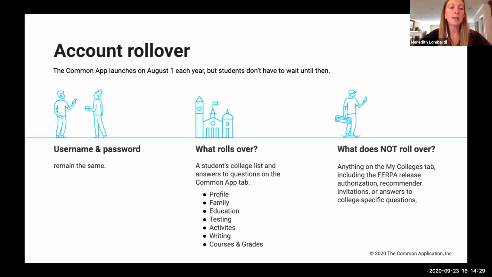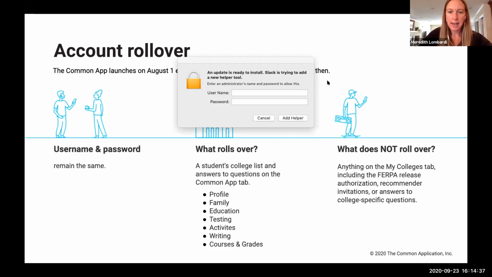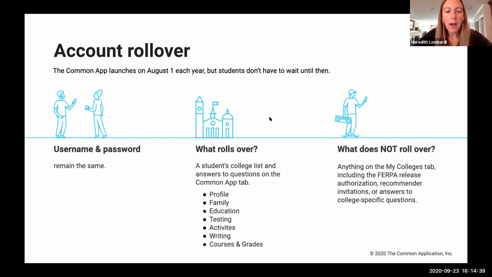Your username and password remain the same, and any information that you include on the Common App tab, those 7 sections, as well as your college list. What does not roll over is anything that's on the My Colleges tab. So anything that's related to college specific questions or inviting recommenders, that does not roll over.